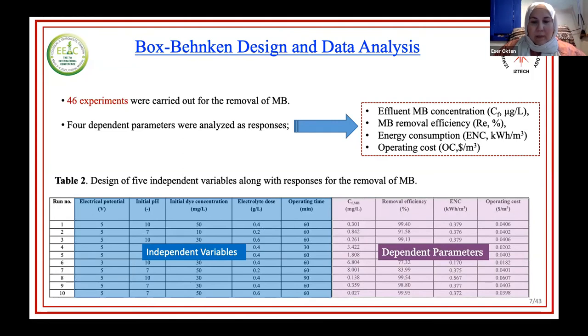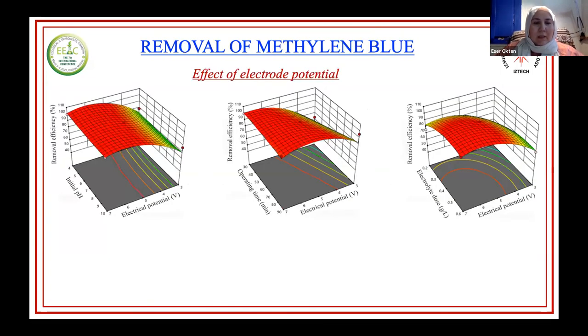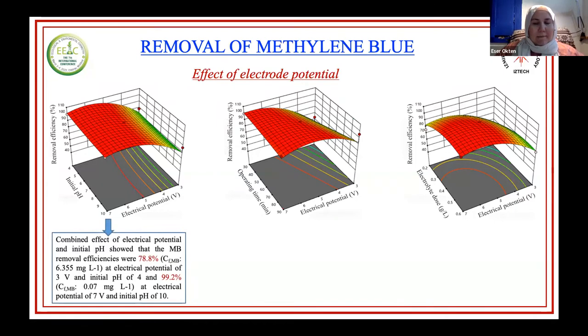And the dependent parameters were the effluent methylene blue concentration, removal efficiency, energy consumption, and operating cost. So what we have found is the system actually gives you these really nice 3D graphs. And you can see, since removal efficiency is one of the most important dependent variables, we see combined effects of, say, 2 independent variables on the dependent variable of removal efficiency. Let's look into the combined effect of initial pH and electrical potential.